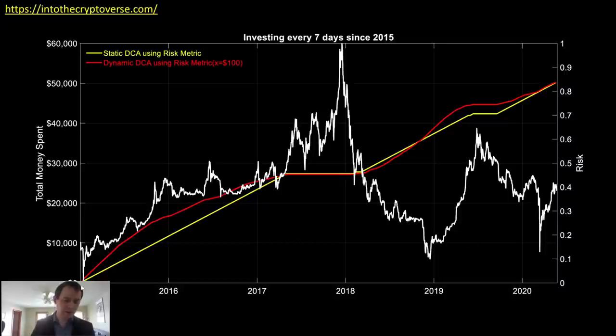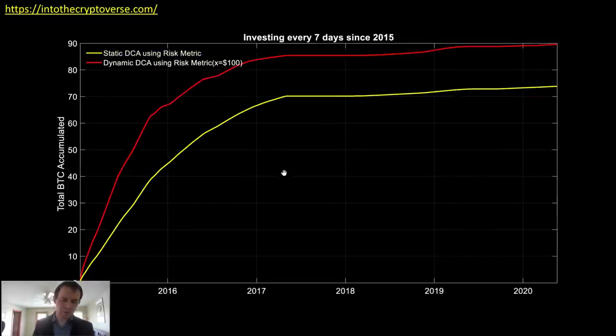2015 is a similar story. You'd be putting in more early on because the risk levels were low. You can see the risk levels were between like 0.1, 0.2, 0.3, accumulating more Bitcoin. And if you look at the chart again here, statically DCAing, you would have been at a little over 70, maybe 74 Bitcoin at the present day. Had you done it dynamically, you'd be sitting at around 90 Bitcoin present day.